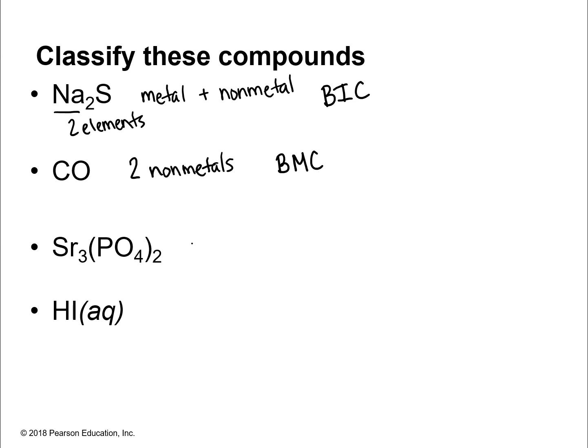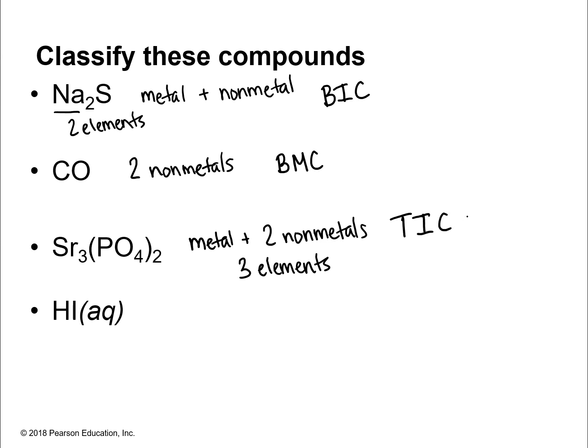The third compound has a metal plus two nonmetals for a total of 3 elements. So right off the bat, we're talking about something that's ternary. The only two options are ternary ionic compound or ternary oxyacid. You don't see anything that indicates an acid. There's no hydrogen, there's no aqueous. So it has to be a ternary ionic compound.